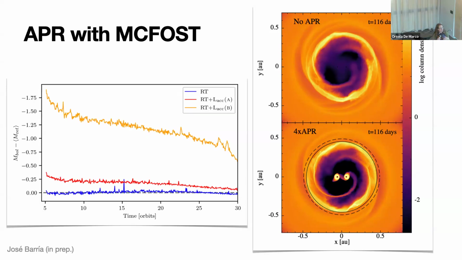He's looking at the luminosity that you get in a circumbinary disk from the stars if you include the accretion luminosity onto the stars themselves using MCFOST. So by using APR, he was able to resolve the innermost part of this system much better, and he knew he needed that in order to get the physics right for his particular problem.